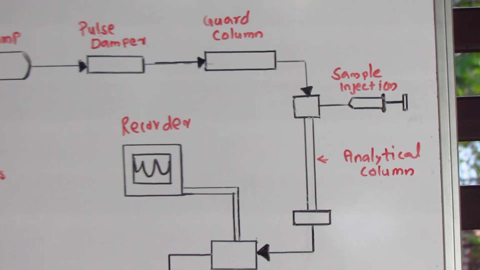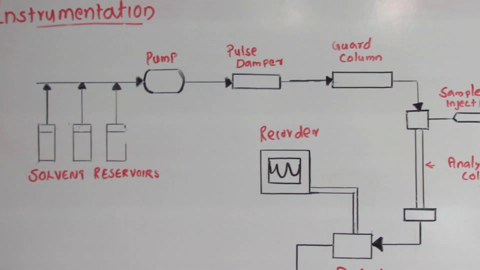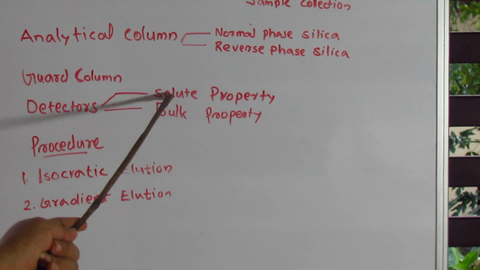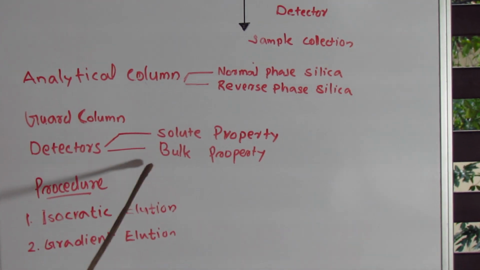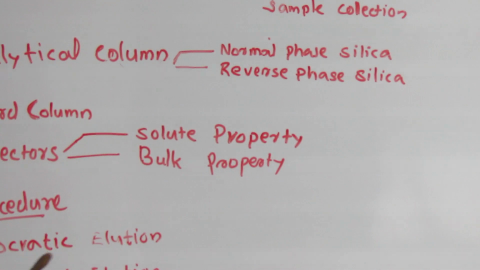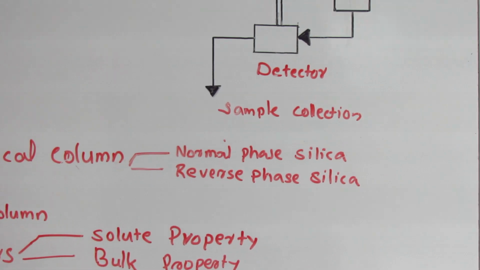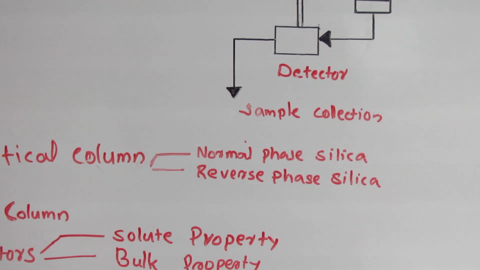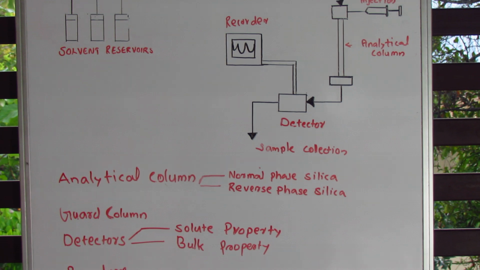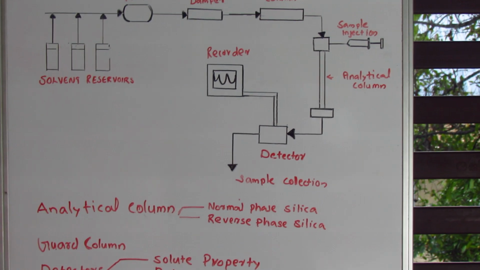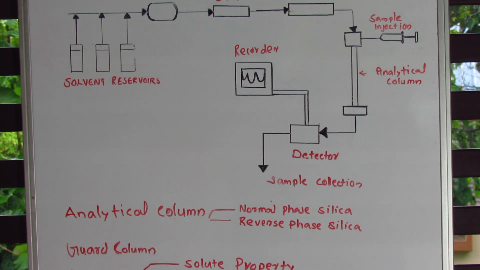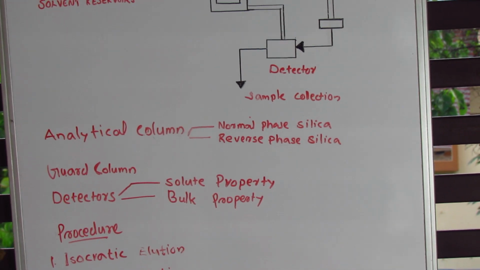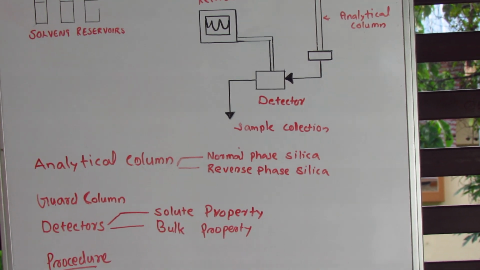Then we are moving to the detectors used in HPLC. There are two types of detectors used in HPLC. One is called the solute property detector and the second one is called the bulk property detector. Solute property detectors respond to solute properties such as UV absorbance, fluorescence properties, etc. Whereas bulk property detectors respond to bulk properties such as refractive index, dielectric constant, density, etc. of the mobile phase.